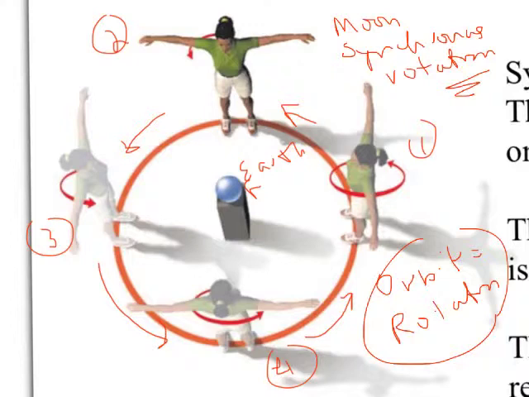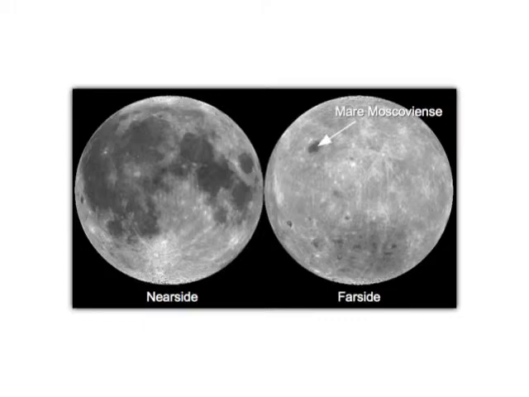So only if this is the case do we see the same side. This is the near side, this is the near side, this is the near side, and the front of her is the near side. We only see one side of her because she is spinning at the same rate that she is orbiting the Earth. So, I hope you can convince yourself.